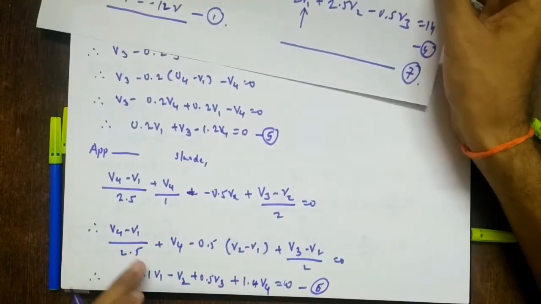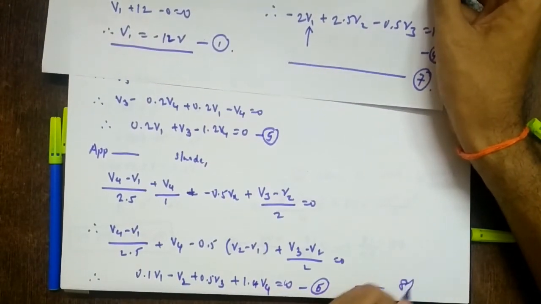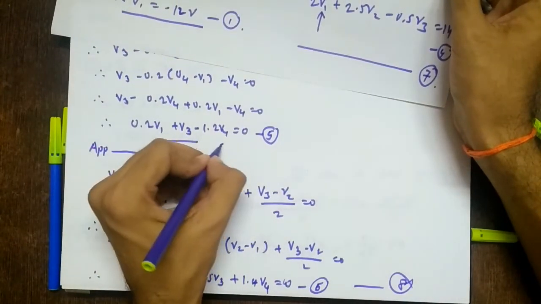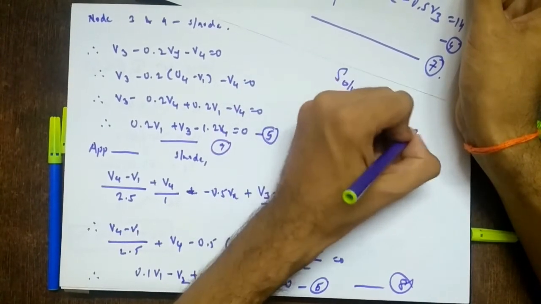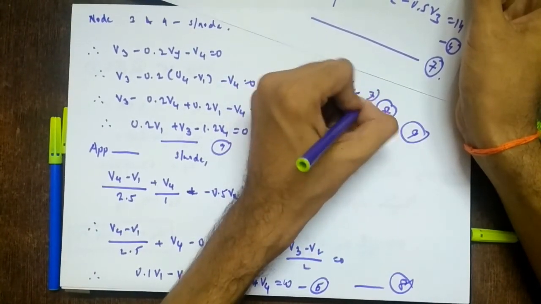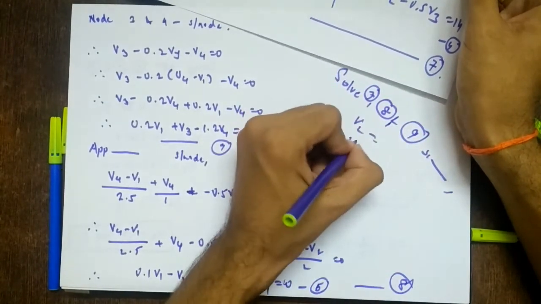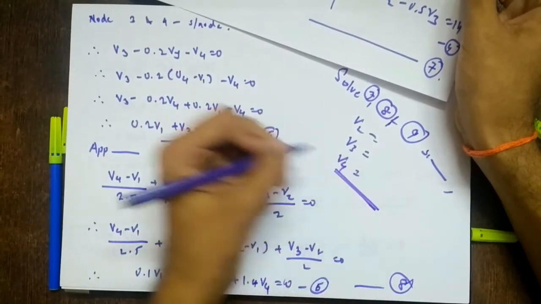Right? Then substitute V1 here. So you will have V2, V3, V4. Let's say it is equation 8. So 7, 8 and finally here substitute V1. So you will have other equation 9. Then what do you do? Solve 7, 8 and 9 simultaneously. So we will get V2 equal to, V3 equal to, V4 equal to. Right? So solve this, you will get the answer.